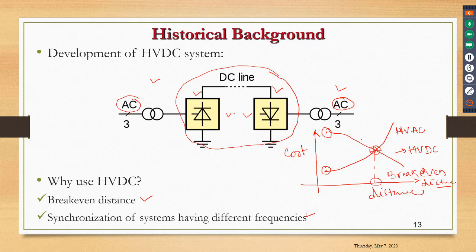Okay, so this break-even distance plays an important role. Beyond this distance, HVDC is chosen because of its low cost. And similarly, the synchronization of the system also plays a very important role. If we want to synchronize two systems having different frequencies, we cannot synchronize them with an AC system. Therefore, through an HVDC system, we can synchronize them very easily. I hope everybody understood the concept.